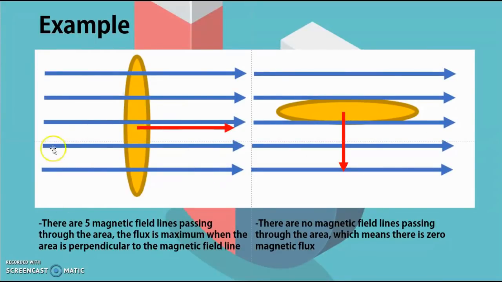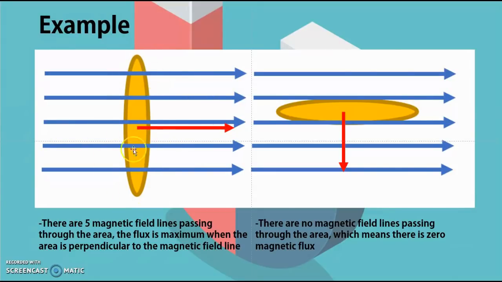So in this first picture, you'll see that there are 5 magnetic field lines passing through this area, and this red arrow represents a normal line, and this normal line is parallel to the magnetic field line, meaning that there is no angle between them. So if you plug the values into the formula, you'll get B times A times cosine 0, which will give you a certain value, and that value is the flux. The flux here is maximum because the area is perpendicular to the magnetic field line, meaning that it is exposed.